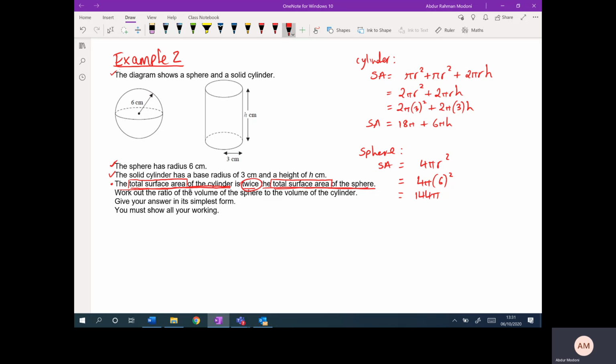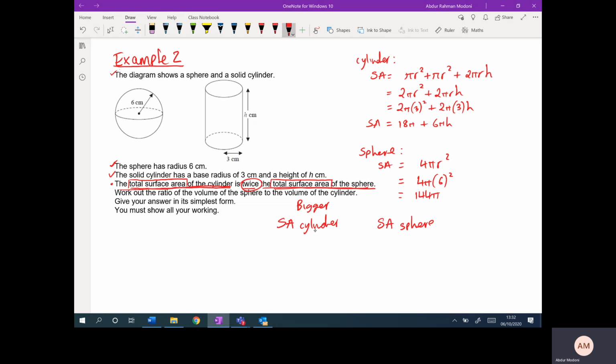It says here that the surface area of the cylinder, so I'll write this here, surface area of cylinder is twice that of the surface area of the sphere. So I'll write down here surface area of sphere. Let's understand what this line is saying. If the cylinder is twice that of the sphere, surely the cylinder must be bigger surface area. And this must be smaller. So if the surface area of the cylinder is bigger, then how can we make them equal? How can we form that equation? And this is where students often make that mistake. They put the times 2 on the wrong place.